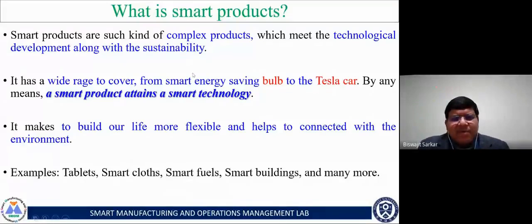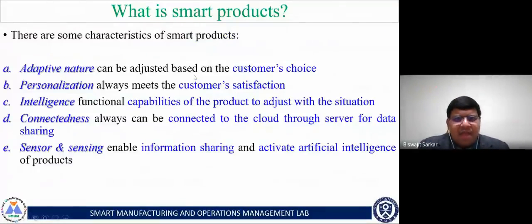Smart products are being prepared just like this. So these are the specific characteristics. Now let me explain these things. The first one is adaptive nature. What does this adaptive nature mean?